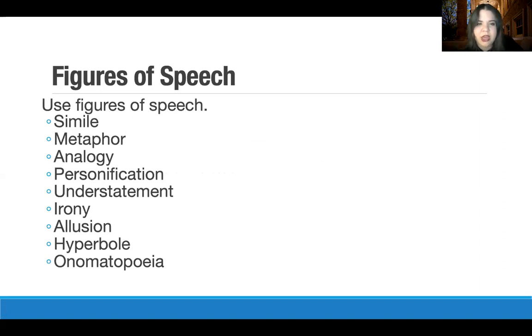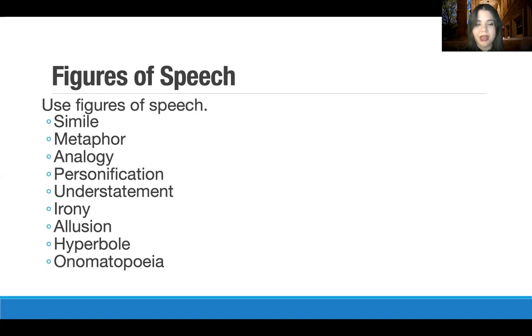Figures of speech, you've encountered these as well, I'm sure. Some of them are more popular than others. Some are easier to use than others. A simile is a comparison using like or as. She is like a model, or he is like a linebacker.